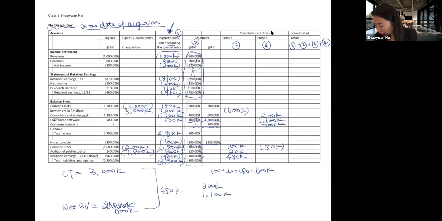Oh, so, and here the difference is 2,400. For customer contract, we have a difference between fair and book value of 700,000. And notes payable, the difference is 50,000. So what are the totals here?